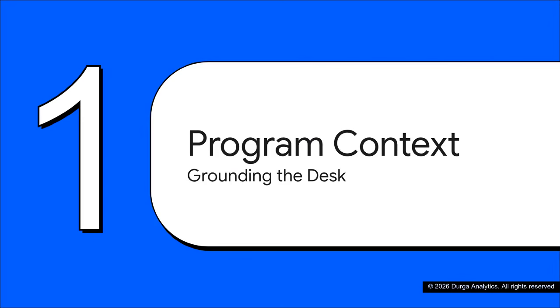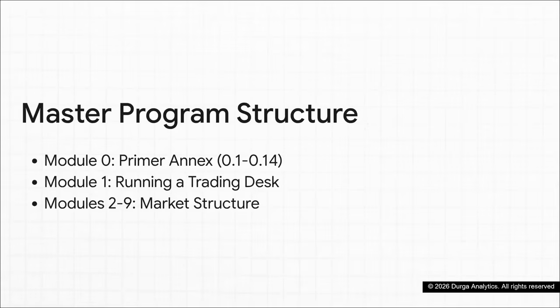Master program context, and grounding the desk. Just to set our bearings on where this specific operational whodunit fits into the big picture, remember, this master program is a sequence journey across 9 modules and 110 chapters. Module 0 acts as our primer annex, numbered 0.1 through 0.14. That sits before Chapter 1 and is not counted in the 110. Right now, we're deep into Module 1, Chapter 7, and what that means is we've already accumulated 6 chapters worth of heavy, totally justified control requirements that, if we implement them blindly, are quite frankly about to break our desk.